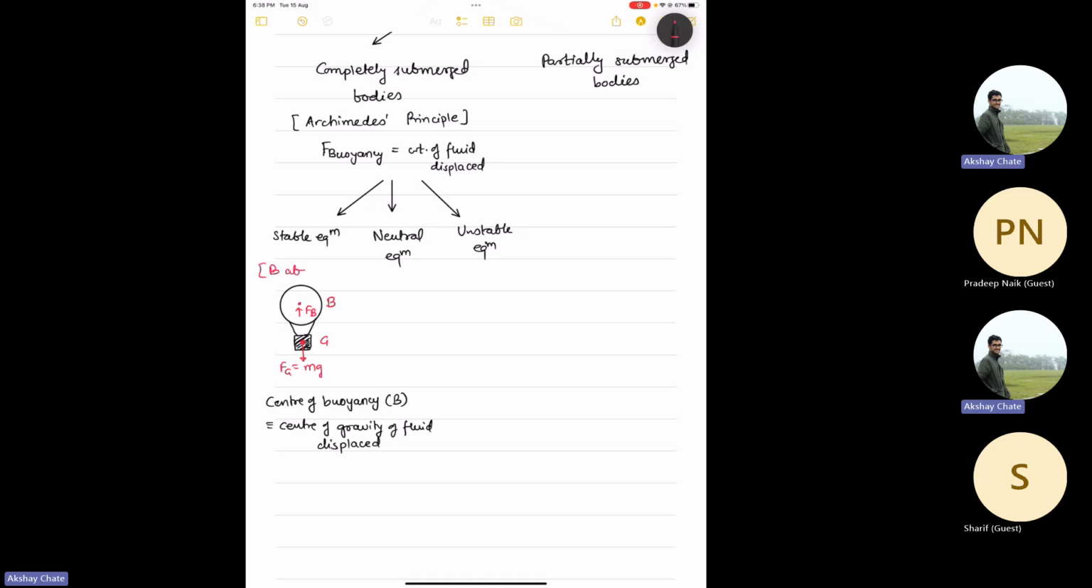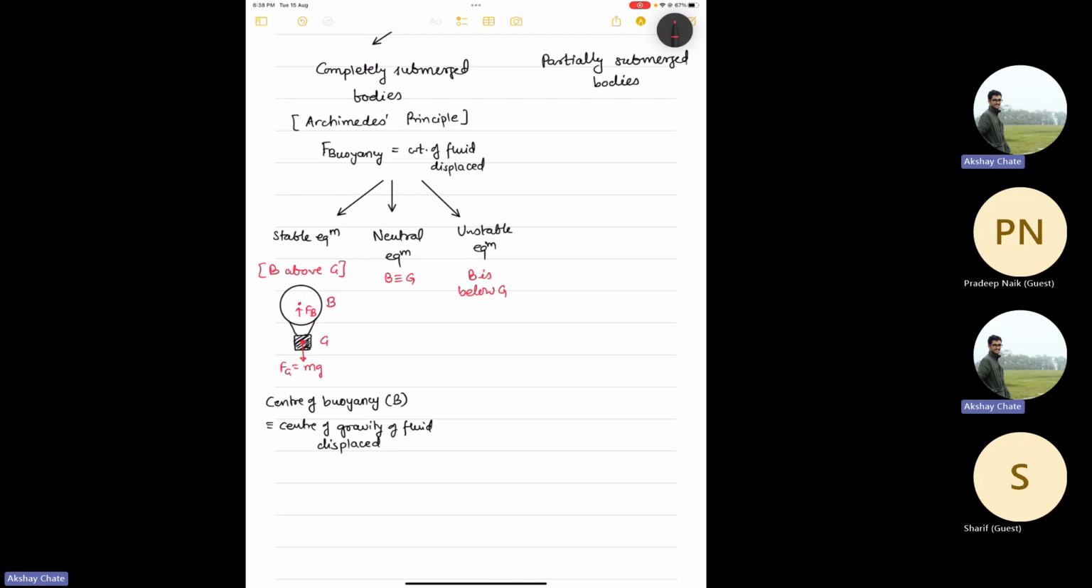B above G. So if your center of buoyancy is above the center of gravity of the body, then it will be in stable equilibrium when it is completely submerged. And when they both coincide with each other, it will be a neutral equilibrium. And when B is below G, then it is a case where the body will overturn. So there is something called an applied couple, overturning couple.